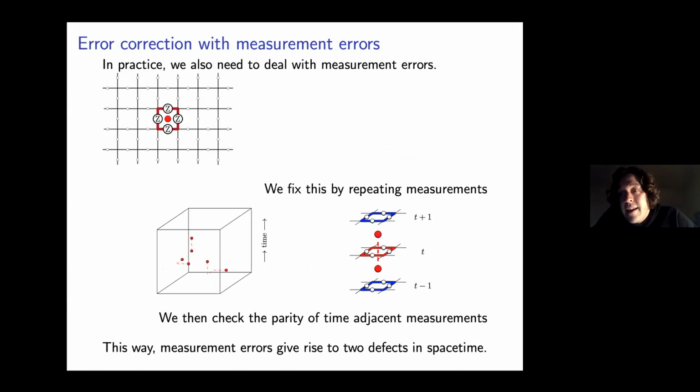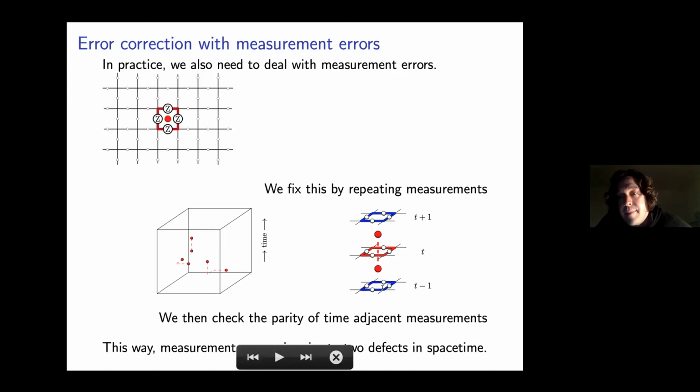Well, then this decoding problem that I've tried to paint, which is just trying to pair up the endpoints of strings, now becomes a 3D problem. So what does everybody do when you're not trusting of your measurements? You repeat your measurement over and over again, and you compare two time-adjacent measurements.